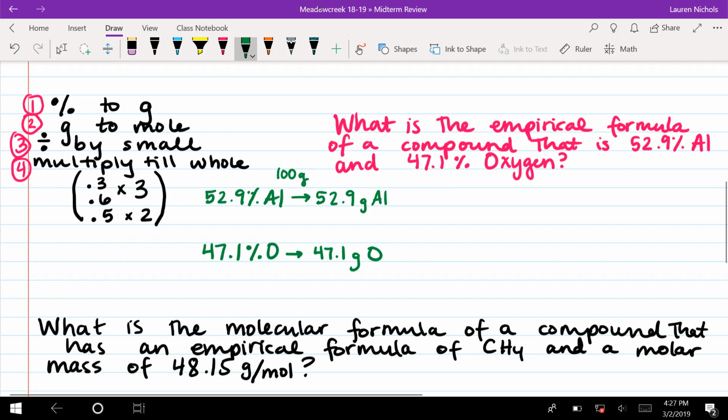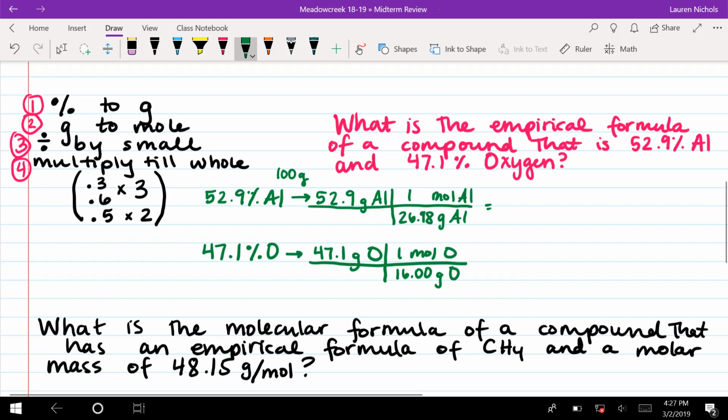Step number 2 is you change your grams to moles. We know that changing grams to moles is what we did in our last video, so we just set up a basic T-chart for each of these and follow our pattern. If I start with grams of aluminum, grams of aluminum goes on the bottom, and we're changing it to moles of aluminum. So we use our molar mass from the periodic table, which is 26.98 grams to 1 mole. We do the same thing for oxygen, which has a mass of 16 grams of oxygen for every 1 mole of oxygen.